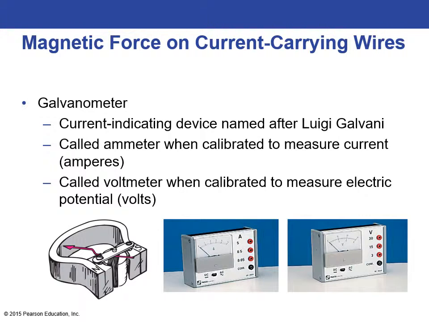If you want to measure the amount of current going through a wire, you can use something called a galvanometer, a current indicating device named after Luigi Galvani. It's called an ammeter when calibrated to measure current in amperes, and it's called a voltmeter when it's calibrated to measure electric potential in volts. So if you remember, the voltage is the electric potential, and the actual current going through we measure in amps or amperes, and so it may be called an ammeter or a voltmeter. These are two types of galvanometers.